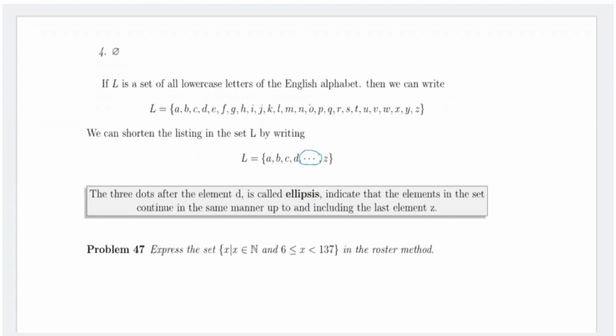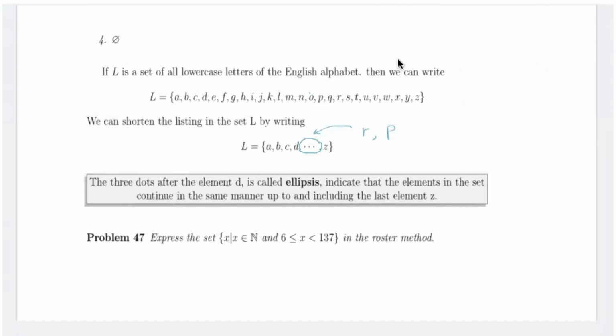So I know R is in here. I know P is in here. You know what I mean? It's not showing to your eyes, it's skipped, but it's there, hiding somewhere in between. All right, are we okay with this idea of ellipsis? Let's try problem 47.